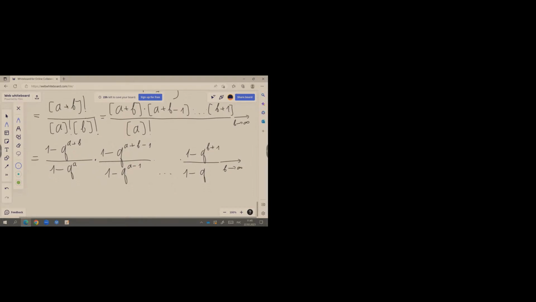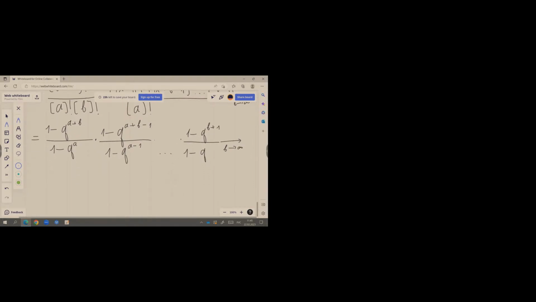B tends to infinity, it tends to the product of 1 minus q to the power of k, where k is from 1 to a, and then we send a to infinity, and obtain the generating function for areas of arbitrary Young diagrams.